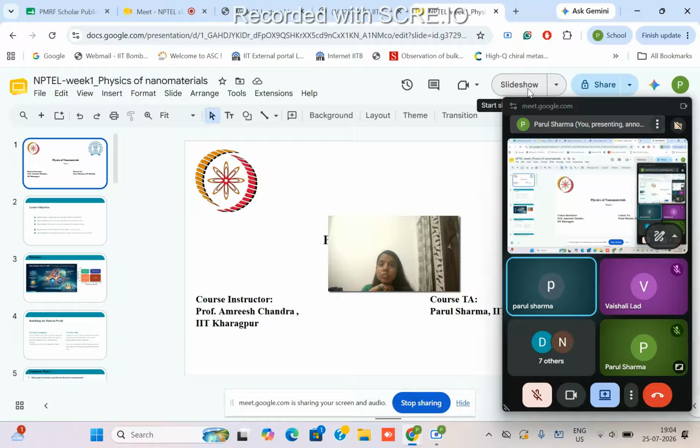Now, the surface to volume ratio of a spherical particle is proportional to... so we saw that 4 by 3 pi r cube upon 4 pi r square. So it was proportional to 3 by r. So 3 is constant, so 1 by r. So the surface to volume ratio of a particle is proportional to 1 by r.